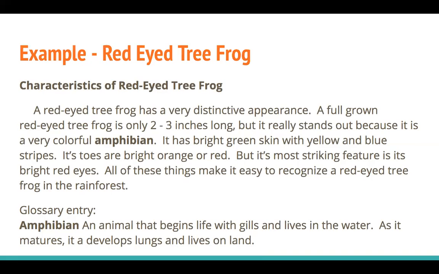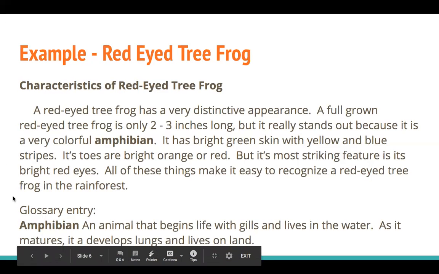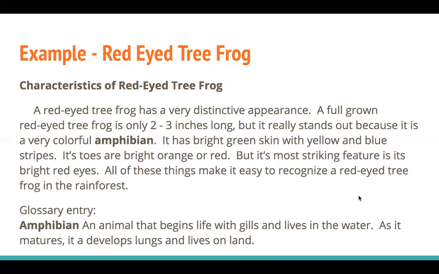I chose the word amphibian to add to my glossary because it's a tricky word to pronounce and not everyone knows what an amphibian actually is. This is what I would add as my glossary entry at the end of my essay. I gave the definition of an amphibian. Again, it's bold, you could underline it as well, and then give its definition. An animal that begins life with gills and lives in the water. As it matures, it develops lungs and lives on land.